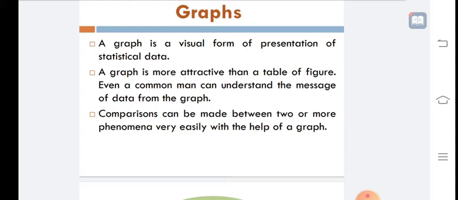In the last lecture we saw the graph concepts, and I hope all of you understood them. With the help of a graph we can show statistical data in visual form for analysis and comparison. Graphs are very attractive, and any common person can understand the data with their help. That's why it is very easy to understand statistical analysis with graphs.